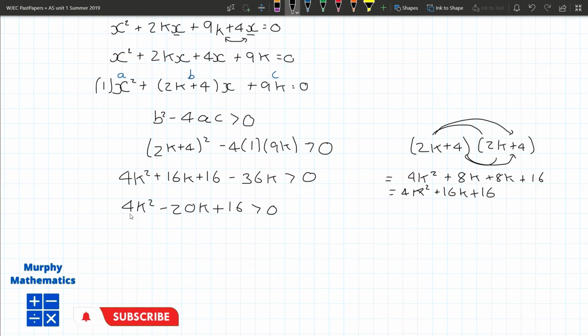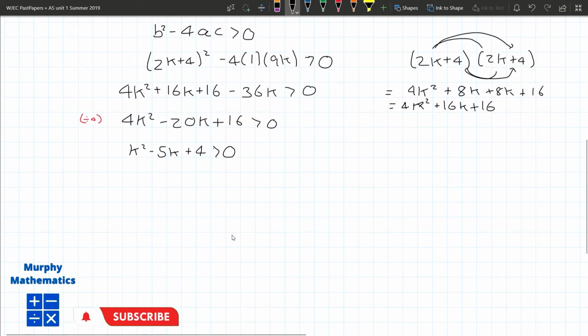But before I do, I can see that each coefficient is a factor of 4. I've got 1 times 4, I've got 5 times 4, and I've got 4 times 4. So I'm going to divide the whole equation by 4 first. So I'm going to have k squared minus 5k plus 4 greater than 0. Okay, so factorizing this, I'm going to have k, and then I'll have k here, and then I'll have plus little a, plus little b.